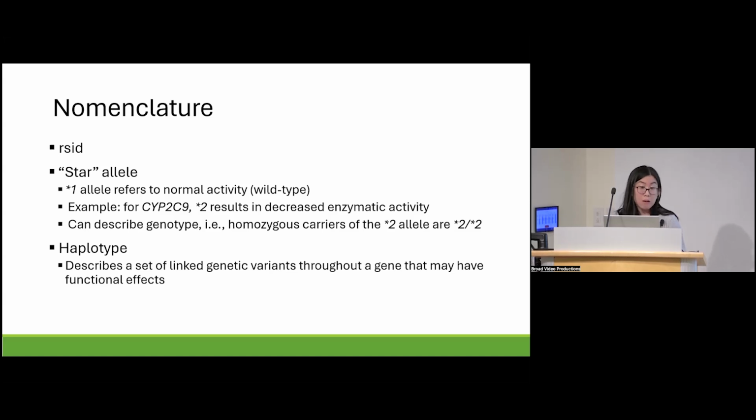We can also construct haplotypes, which is a set of linked genetic variants throughout a gene that may have functional effects. And so again, in an example I'll show later, you can construct a haplotype that contains multiple variants that all contribute to decreased function of a given transporter.